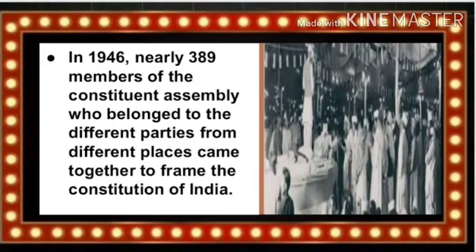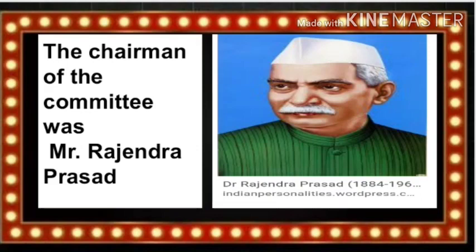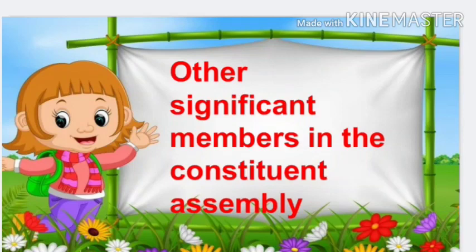In 1946, nearly 389 members of the Constituent Assembly, who belonged to different parties from different places, came together to frame the Constitution of India. And the chairman of the committee was Mr. Rajendra Prasad. Now let's see who were the other significant members in the Constituent Assembly.